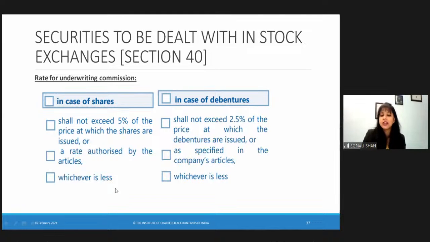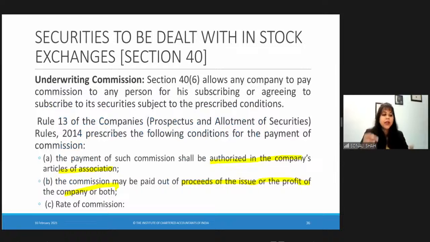So if there is an offer of sale of shares, the maximum amount of underwriting commission that can be given is 5% of the price at which the shares are issued, right? Similarly, in case of debentures, we have 2.5% of the price at which the debentures are issued, or the amount that is specified in the company's articles, whichever is lesser. Okay. Now, this is a standard protocol.